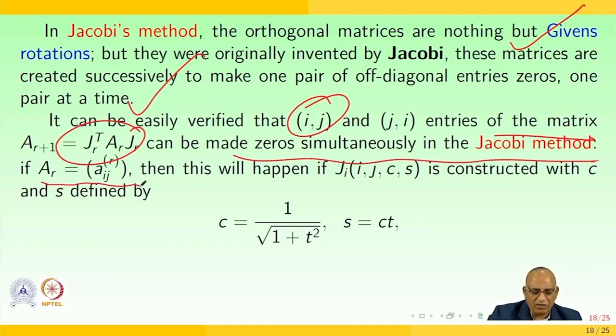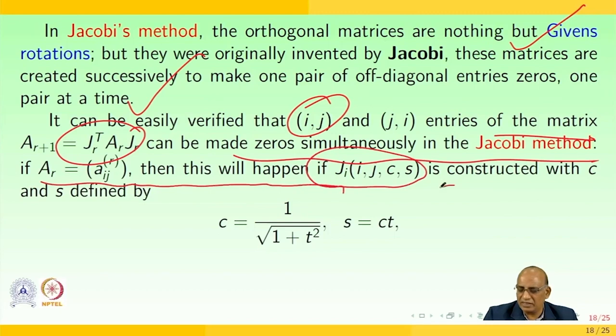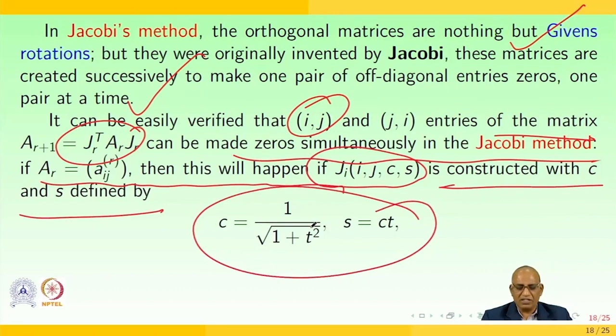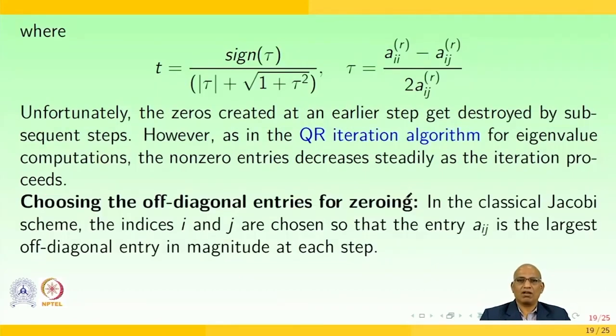If we take a_ij^(r), then J(i, j, c, s) is constructed with c and s defined in the following fashion. c is equal to 1 by square root of 1 plus t square, where s is equal to c times t, where this t is sign of tau divided by mod of tau plus square root of 1 plus tau square, and tau is equal to (a_ii^(r) minus a_jj^(r)) by 2 a_ij^(r).